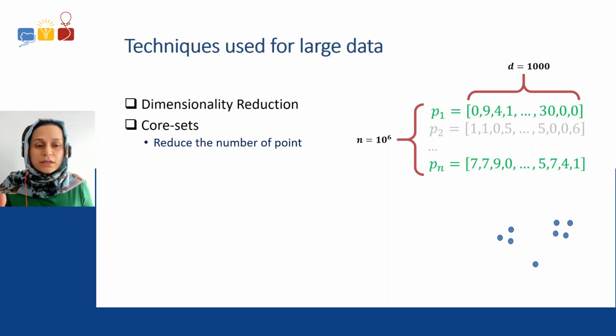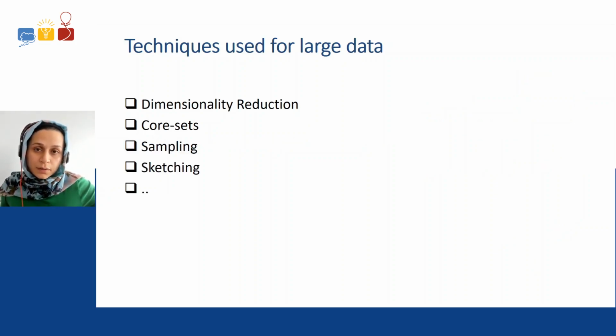A coreset is a subset of the data, here a subset of the points, that is a good representative. A small subset of the data that's a good representative. And there are other techniques, for example, sampling, sketching, and so on. But today I'm going to focus on the notion of coresets, and in particular the notion of composable coresets.